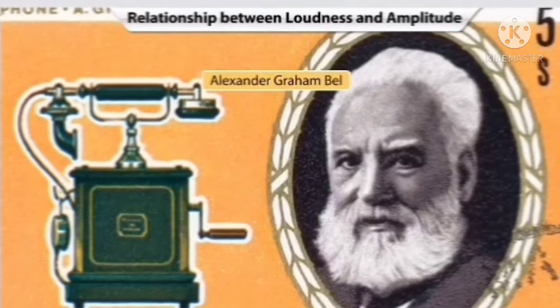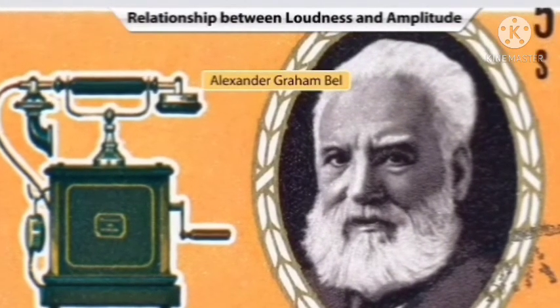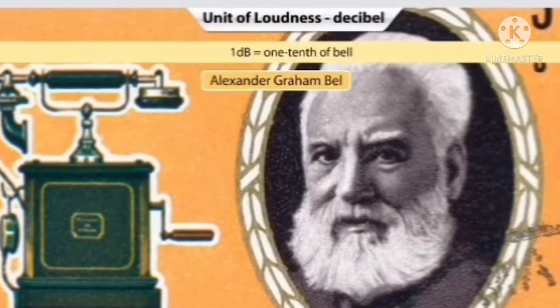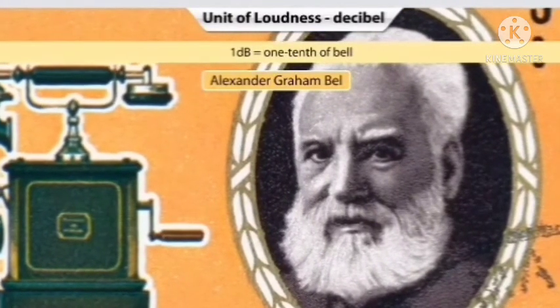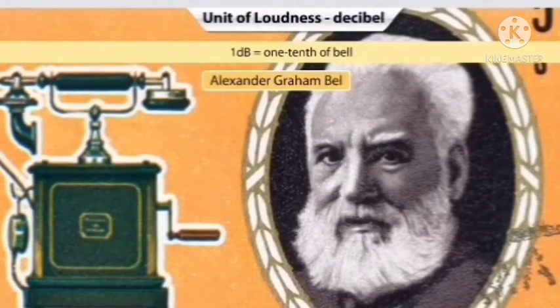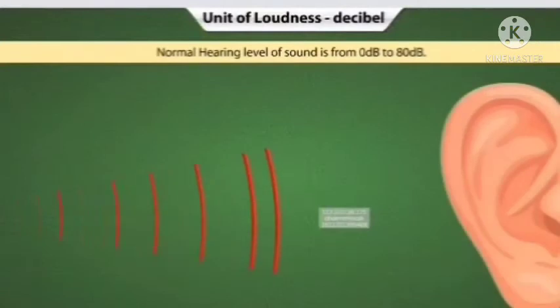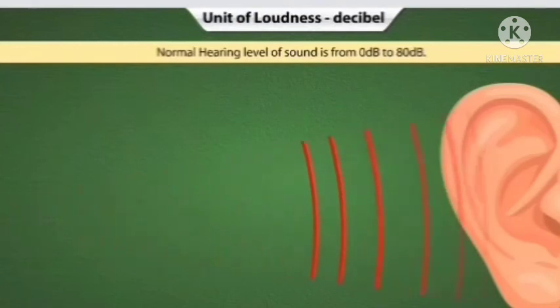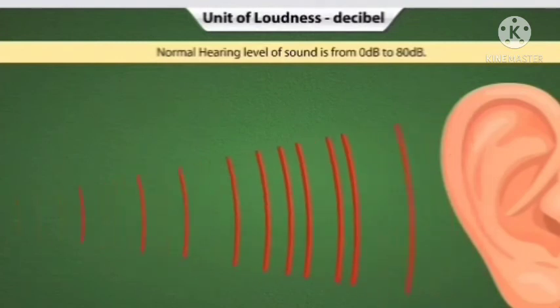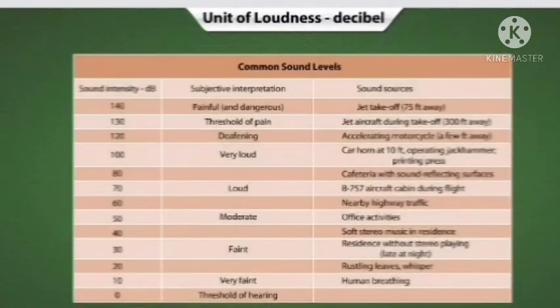Loudness is expressed by the unit called decibel. Note, 1 decibel equals 1/10 of a bel, where the bel is the unit of the level of loudness named after Alexander Graham Bell. The level of sound for normal hearing ranges from 0 decibels to 80 decibels. Constant hearing of sound at 120 decibels causes headache and permanent ear damage. The following table gives the loudness of sound coming from various sources.